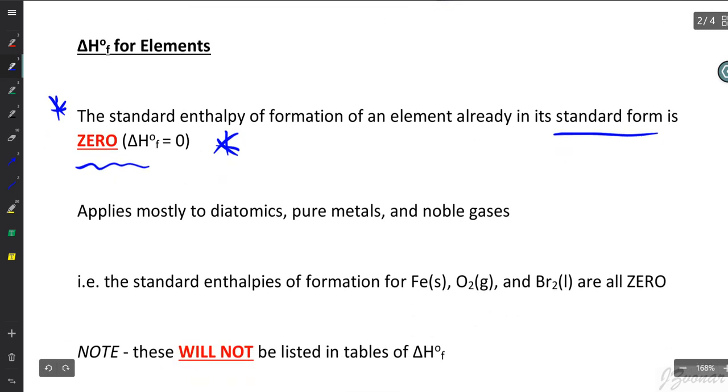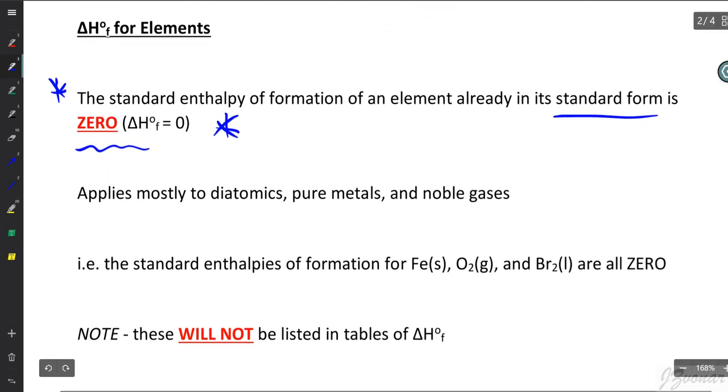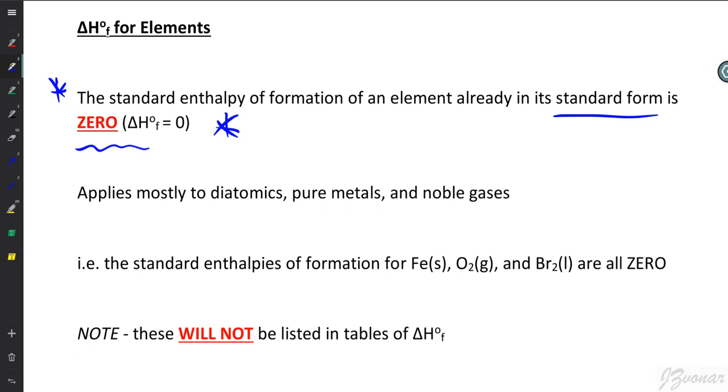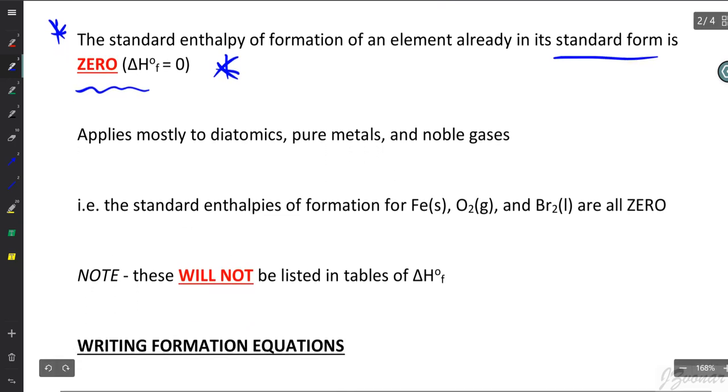So, thus, you will not find these values on a reference table. That's usually a question that students always ask: what is the delta H of formation of oxygen gas? You won't find it on the reference table. It is assumed and understood that any element in its elemental form will always be equal to 0. So that's really, really important to remember.